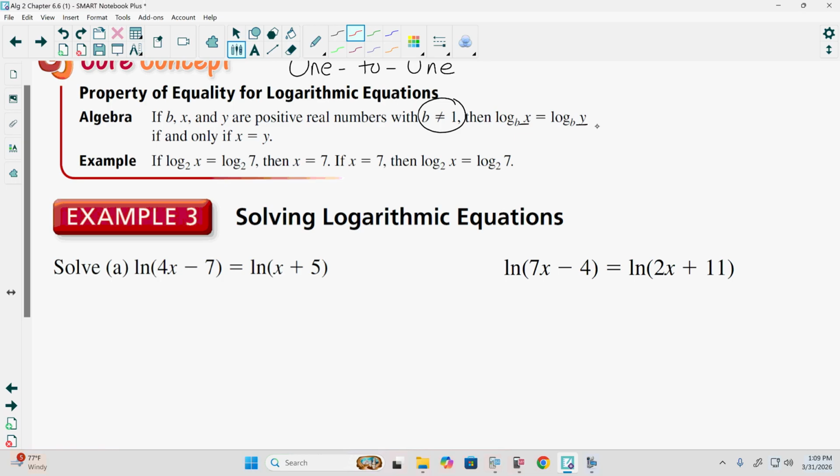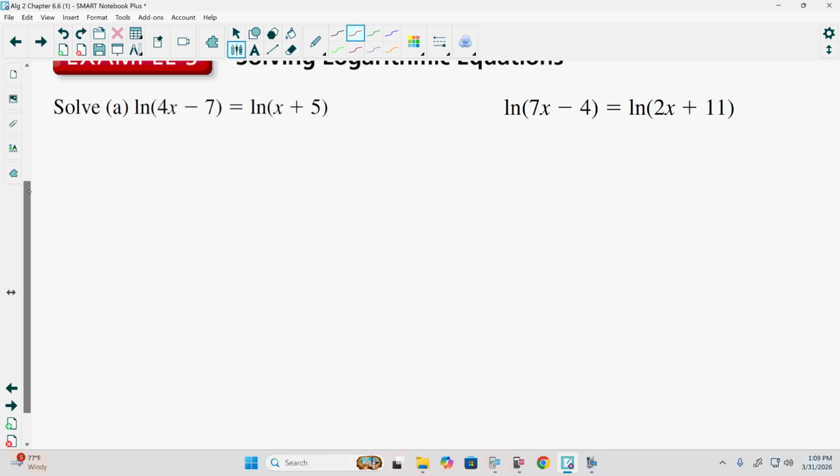I cannot take log of 0, does not work. I cannot take log of a negative number. If the value of x, in this case x, makes that expression be 0 or negative, we throw it out. It does not work. Even if both sides are the same, if it told me that the natural log of -1 is equal to the natural log of -1, doesn't matter. I cannot take the natural log or log of a negative number.